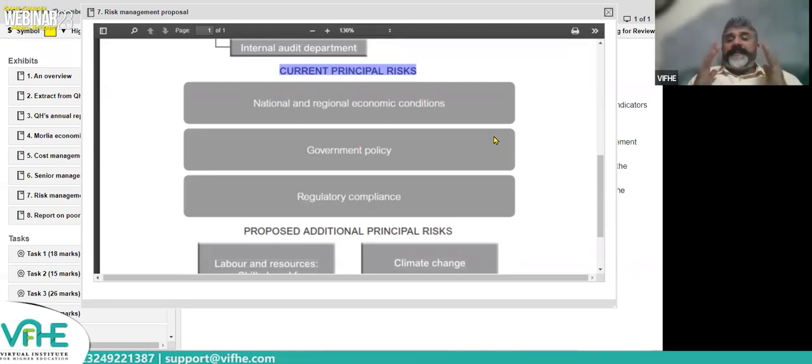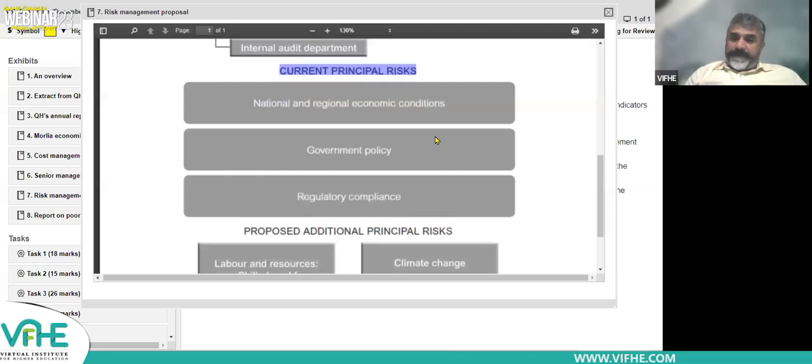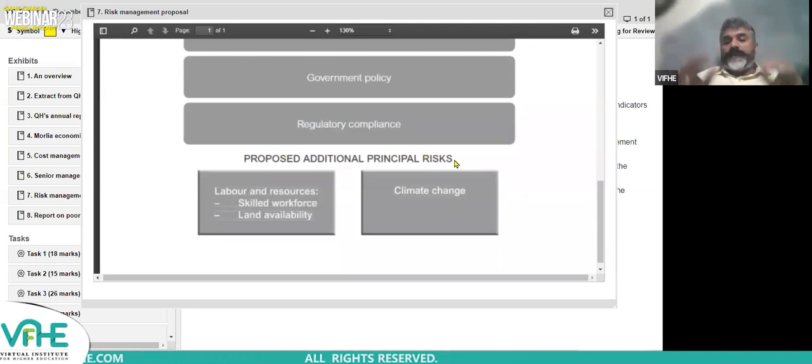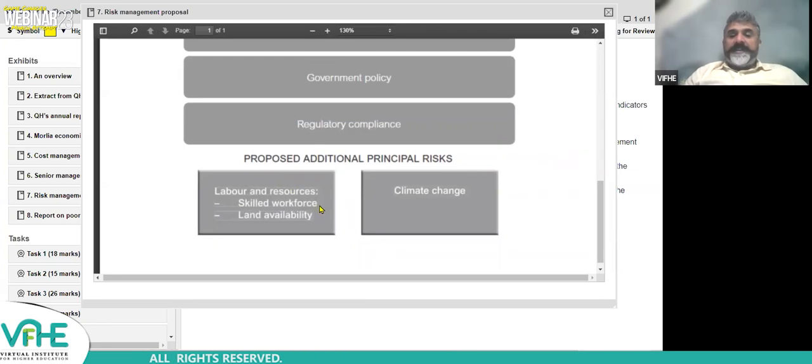So this audit and risk committee currently are focusing on three risks only: national and regional economic conditions, government policy, regulatory compliance. Current principal risk. And what is the proposed additional principal risk? So in case they separate the two committees, then these are the additional risks which need to be focused on, which currently is not happening. Does it make sense? Okay.